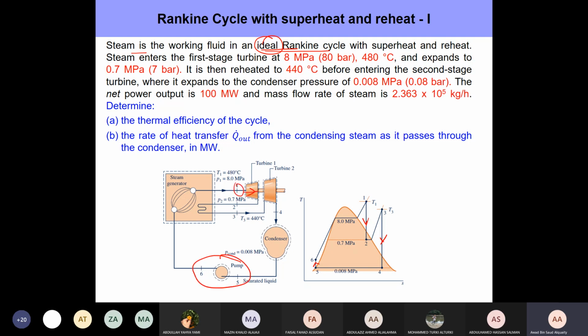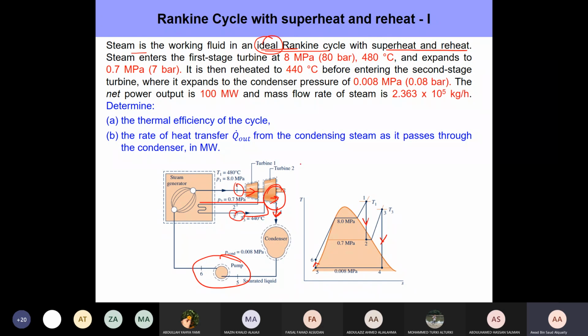1 to 2 happens in the first turbine stage. 3 to 4 happens in the second turbine stage. So these are all isentropic processes. Now, what else is given? It's an ideal Rankine cycle with superheat and reheat. That's what we see from the schematic as well. There's some reheat as well, right?